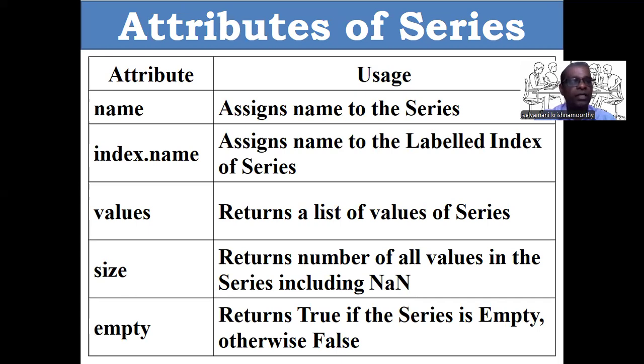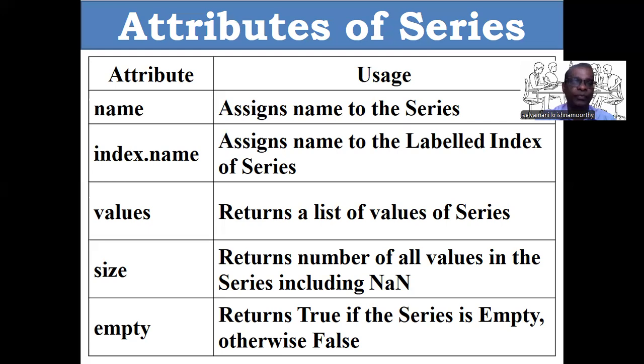Next one is index.name. Already we studied two indexes. One is positional index, another one is labeled index. But this index.name attribute assigns one name to the labeled index, not the positional index. So we are having one series, that series has a labeled index. If you want to assign one name for the labeled index, this index.name attribute can be used.